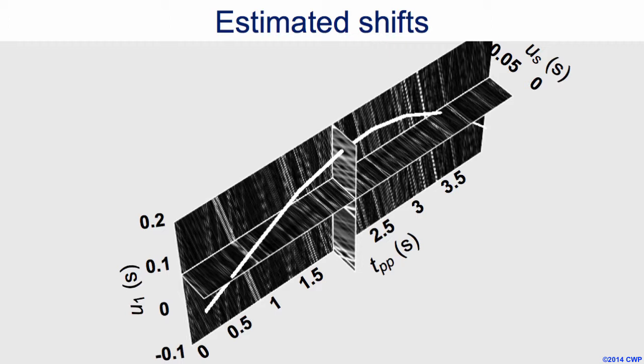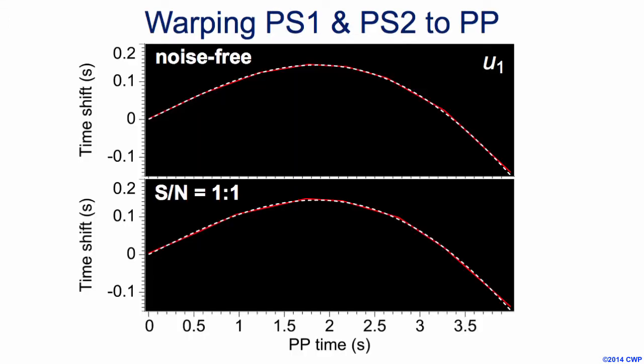Again, found using dynamic programming to work our way through this array of alignment errors to minimize the sum of errors along this path, which is constrained to be smooth and also constrained to be geophysically reasonable. All right. Let me show you the results more closely here. So this is the result of warping simultaneously the PS1 and PS2 images to the PP image. I say images, they were just those traces you saw before.